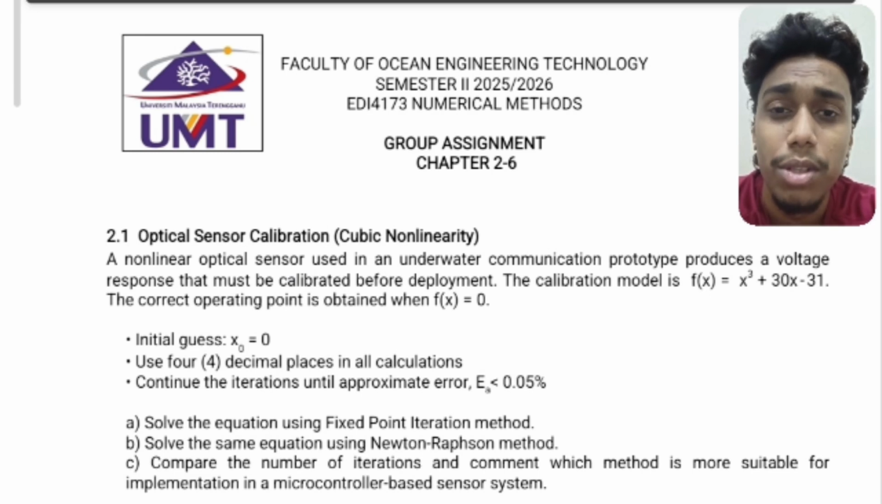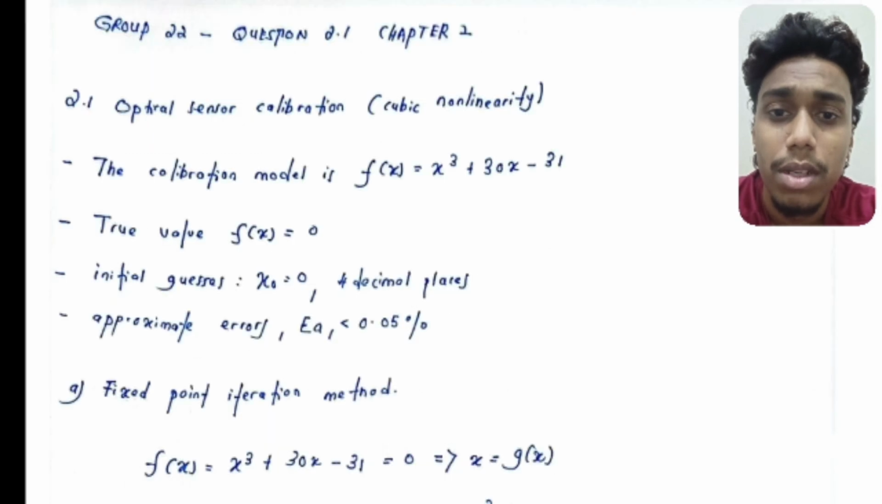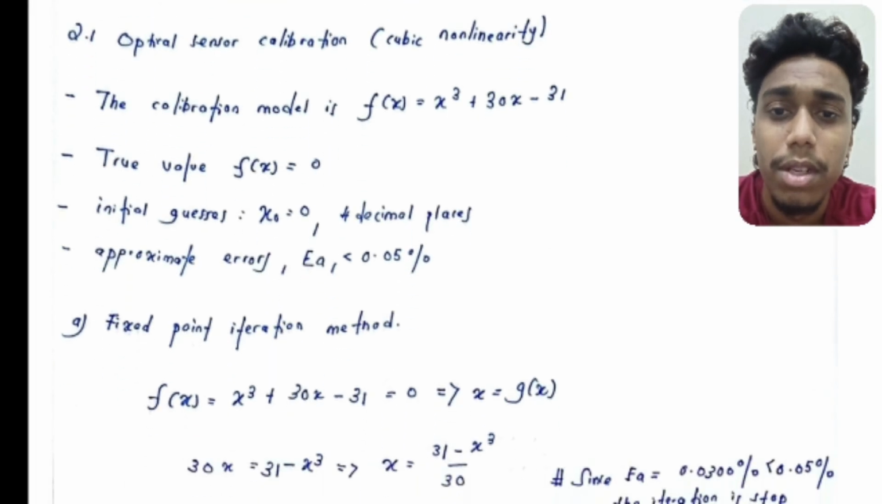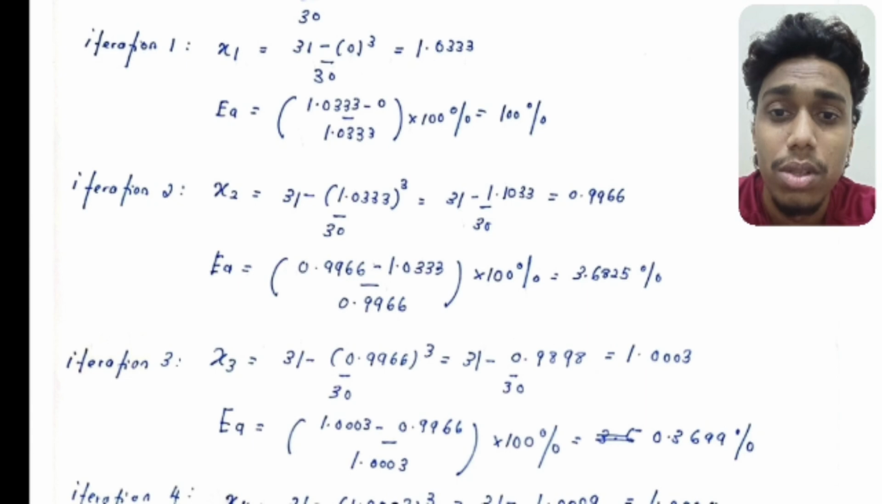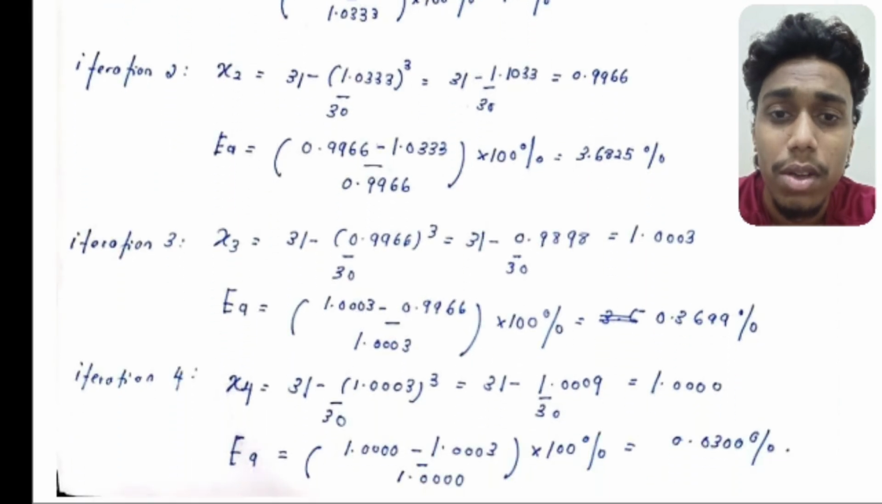less than 0.05%. First, for the fixed point iteration method, we rearrange the equation into x equals (31 minus x cubed) over 30. Using iterative calculation, the values gradually converge to the root. After 4 iterations, we obtain the final value of x4 equals 1.0000 with an approximate error of about 0.03%, which satisfies the stopping criterion.